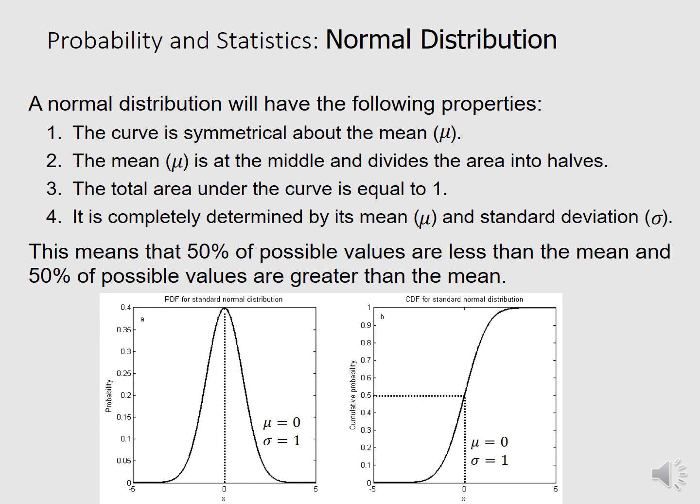All normal distributions will demonstrate the following properties. The curve will be symmetrical about the mean. The mean is at the middle and divides the area into halves. The total area on the curve is equal to 1. It is completely determined by its mean and its standard deviation. If we look at a cumulative distribution function, we see that 50% of the values are less than the mean and 50% of the values are greater than the mean.